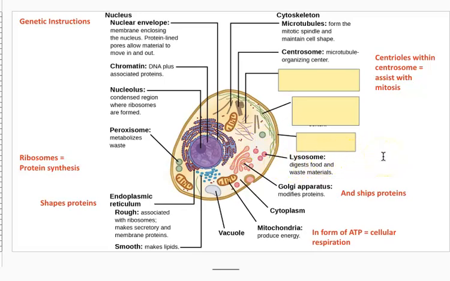What's going to help with that? Well, you have to have energy for that. Okay, you have to have energy for that. So that energy is going to come from the mitochondria.